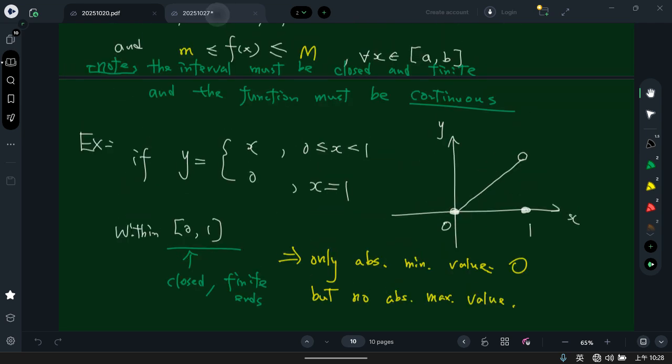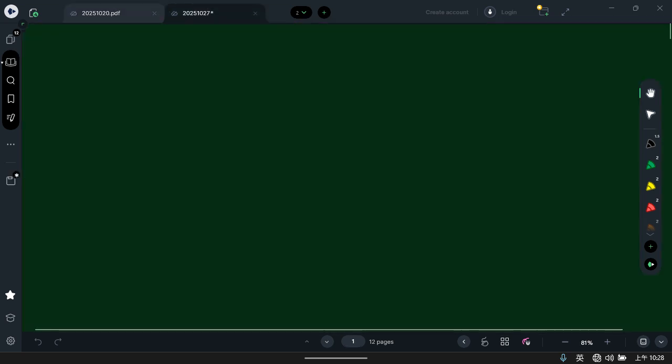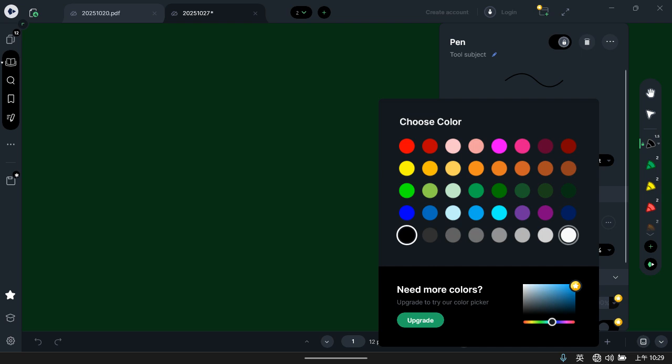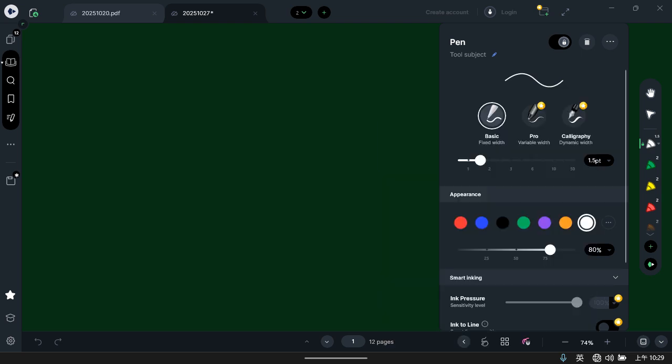So let's continue. Today we will continue to learn more about extreme value. So we already know what the extreme value is.